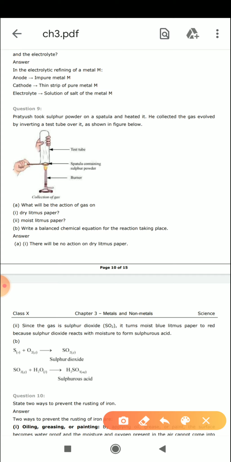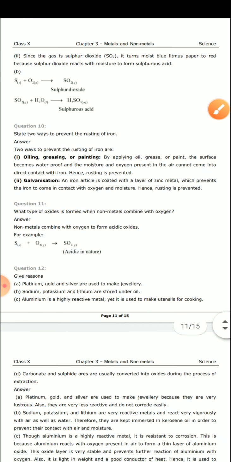I have already balanced that equation: S plus O2 gives SO2, and when sulfur dioxide reacts with water, it forms H2SO3, which is called sulfurous acid. So this is also an important reaction from the exam point of view.